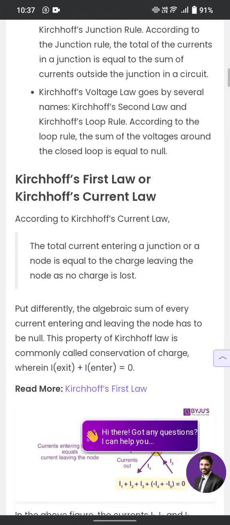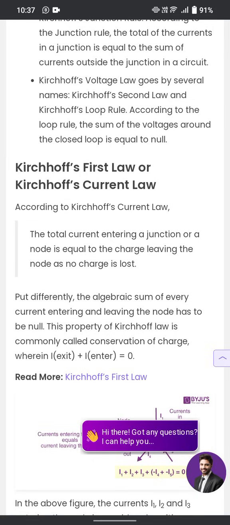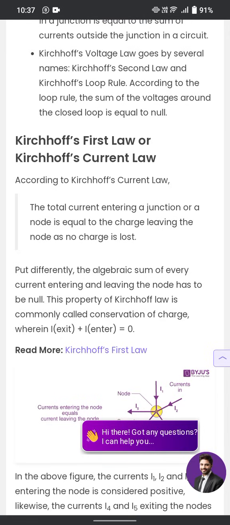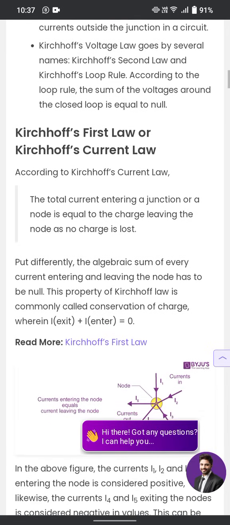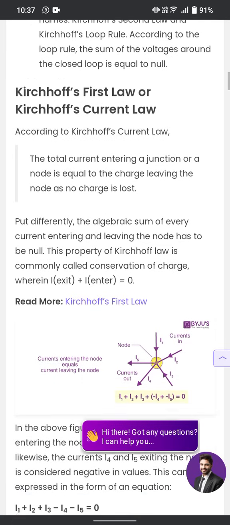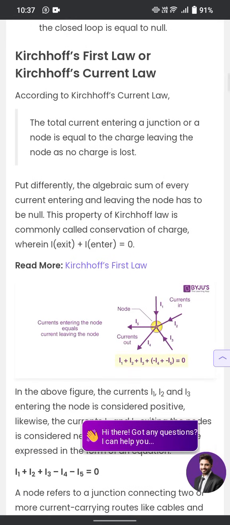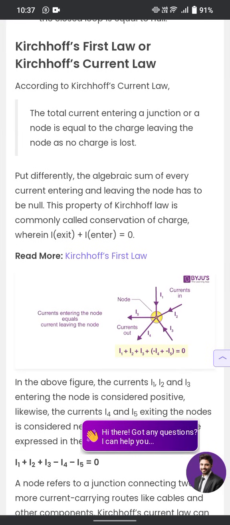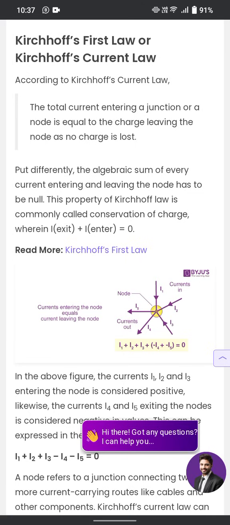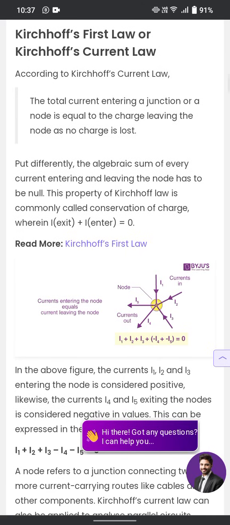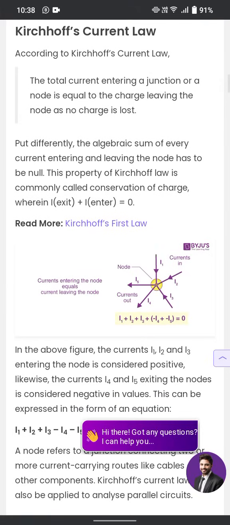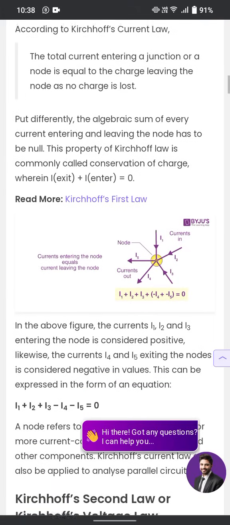Kirchhoff's first law or Kirchhoff's current law. According to Kirchhoff's current law, the total current entering a junction or a node is equal to the charge leaving the node as no charge is lost. Put differently, the algebraic sum of every current entering and leaving the node has to be zero. This property of Kirchhoff's law is commonly called conservation of charge, where I exit plus I enter equals zero.